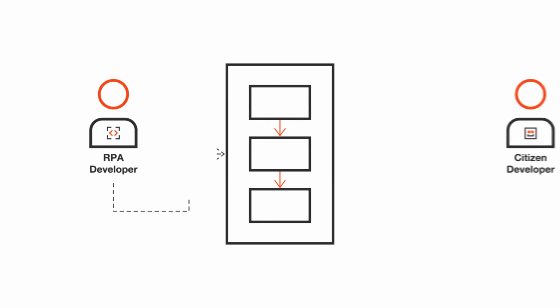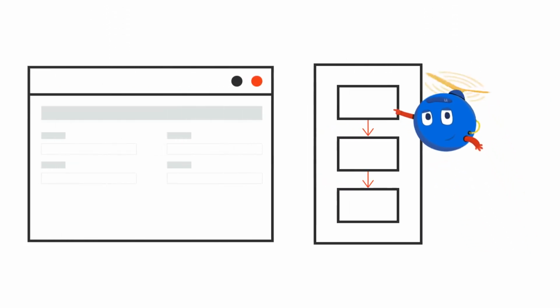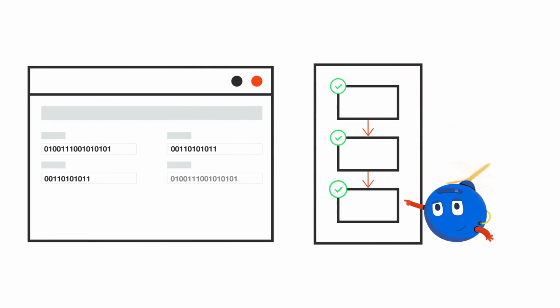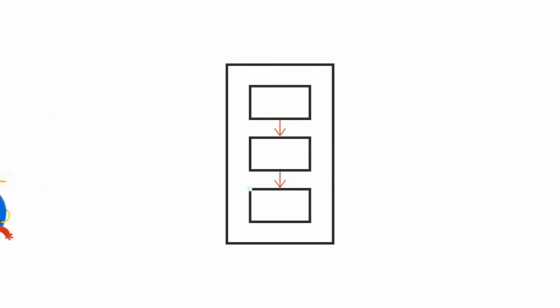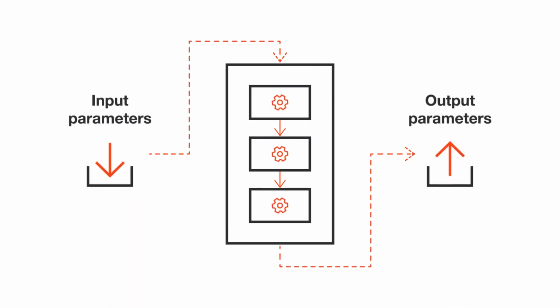It all starts with business processes automated by RPA developers or citizen developers and executed by robots. You saw the way the application interface was populated with data. Well, that was, in fact, a robot running an automation and then sending data to the app. An automated process can take input parameters and then process them into output parameters.